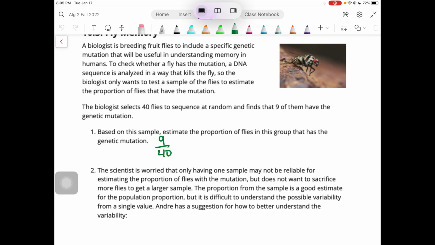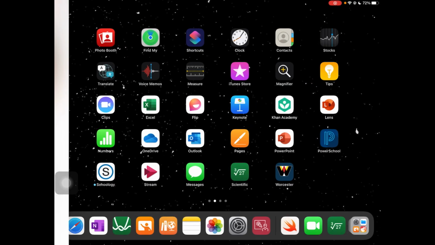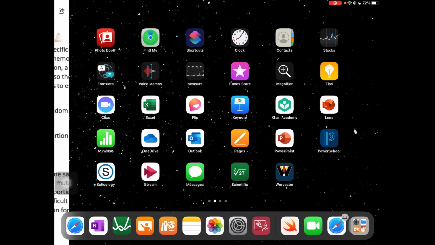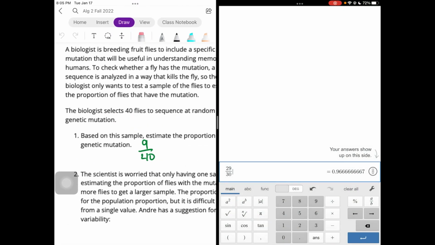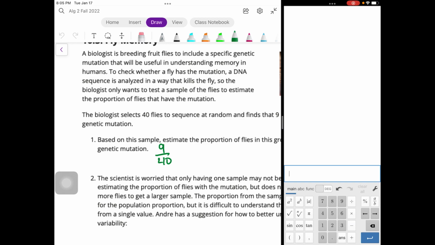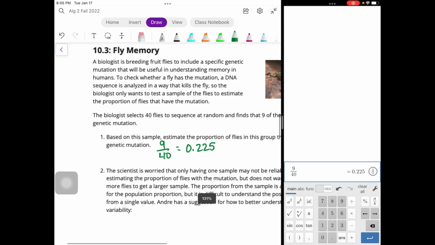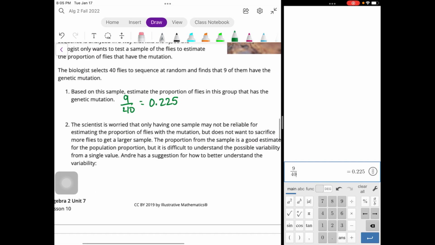So based on this sample, estimate the proportion of flies in this group that have the genetic mutation, right? And so again, they found that 9 of them have the genetic mutation, and that was out of 40. Let's bring up a calculator to help us out here. So we had 9 out of 40, which is 0.225 or 22.5%.